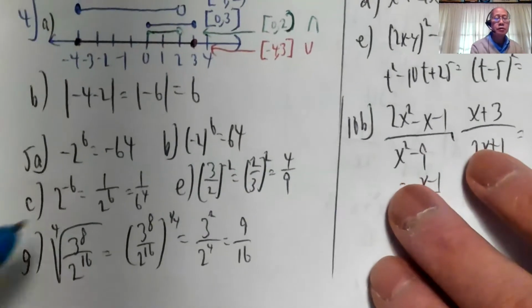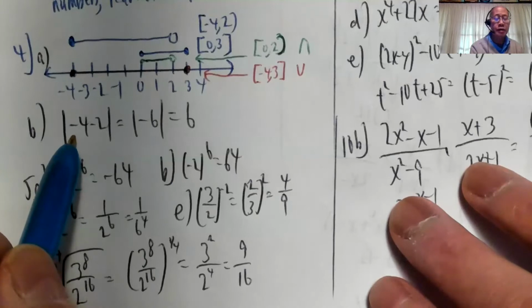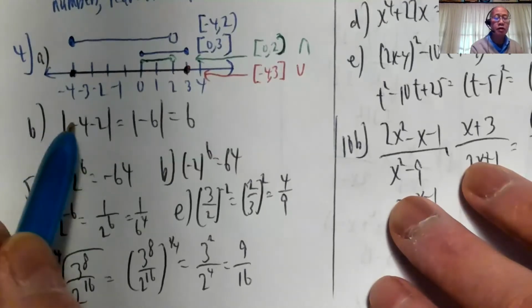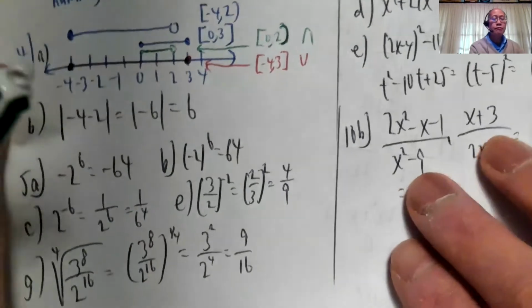Absolute value, you just take the difference of the two, and if it comes out to be negative, make it positive. So absolute value of -4 minus 2, absolute value of -6 is 6.